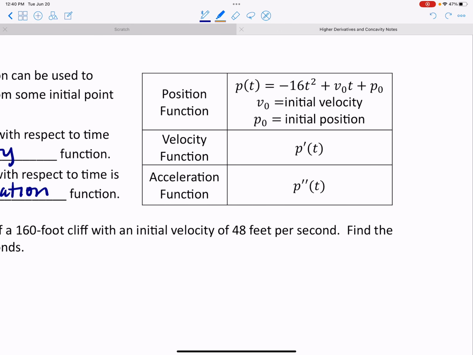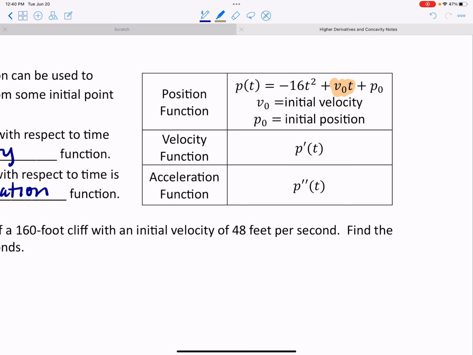A position function is always going to be in this format. I've used the variable p here, but you could see this replaced by another variable. I used p for position, but it could be h for height or d for distance. But you'll always have negative 16 times your time squared here, and a second term with your v sub 0 times time, v sub 0 just meaning your initial velocity.